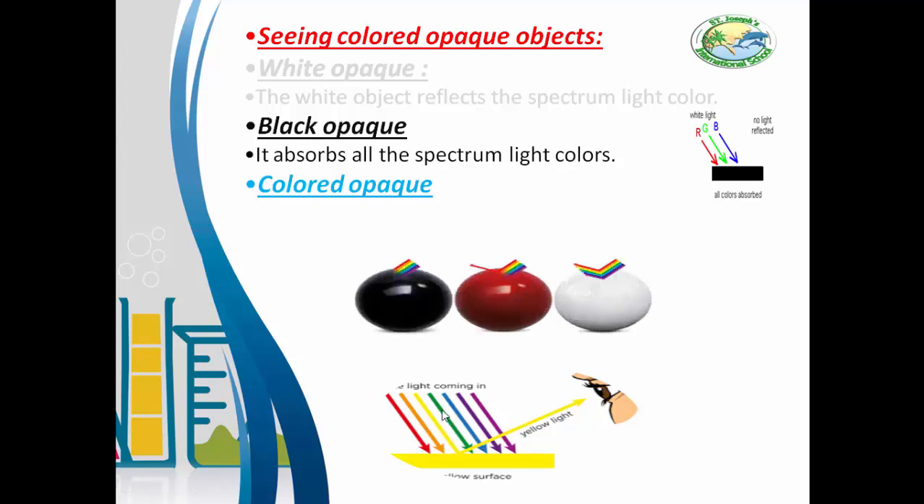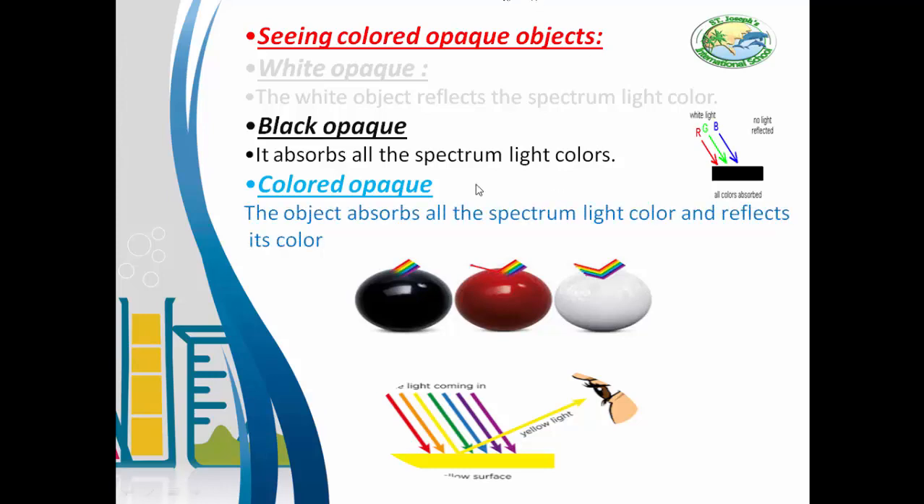Can you see with me? The white ball reflects all the spectrum colors. The black ball absorbs all the spectrum colors. The red ball absorbs all the colors except red, its own color. It reflects its own color. The objects absorb all the spectrum light colors and reflect their own color. And we have many give-reasons questions in this part.